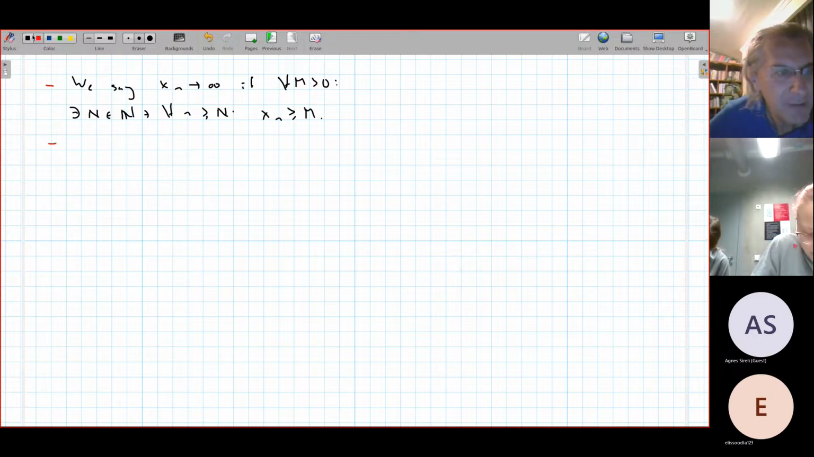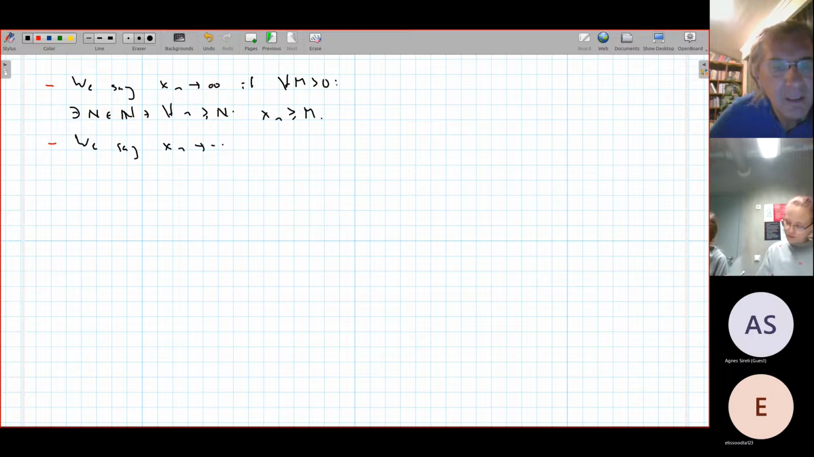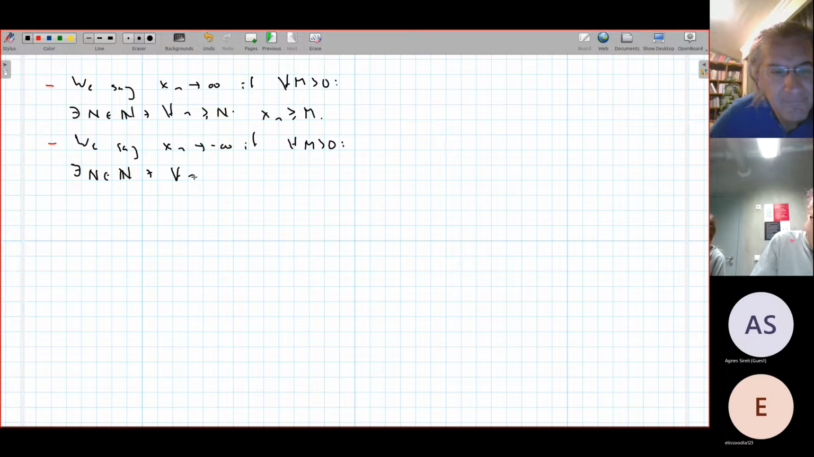And I'm also going to remember the definition of convergence to negative infinity. So this happens if for every M, there exists an N such that if n is greater than or equal to N, then xn is less than or equal to minus M.